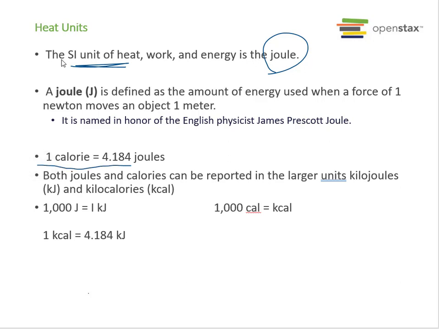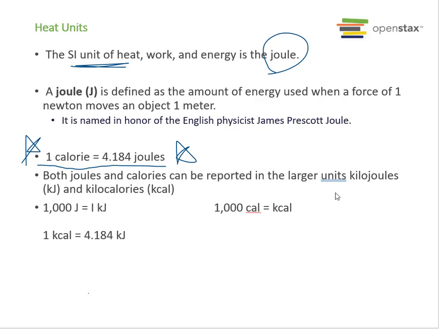1 calorie is equal to 4.184 joules, and this is important to know. You need to know this. 1 calorie is equal to 4.184 joules. It's important to know this, just like 1 hour is equal to 60 minutes, 1,000 meters is equal to 1 kilometer. We need to know this conversion. 1 calorie is equal to 4.184 joules.